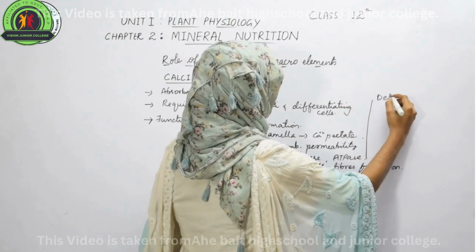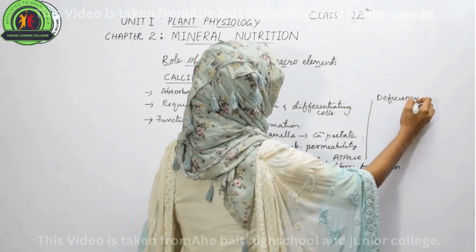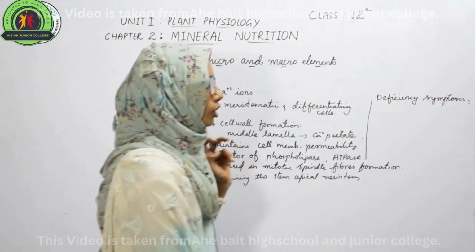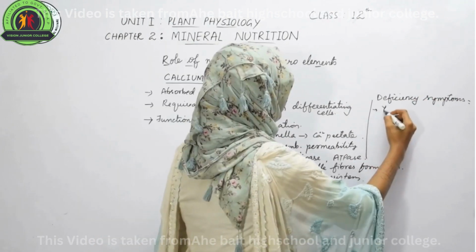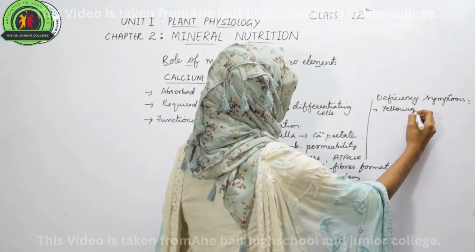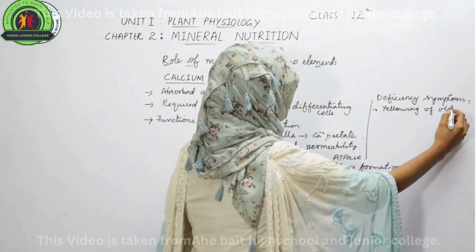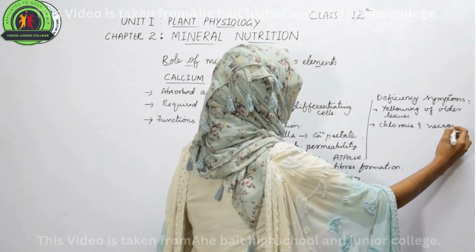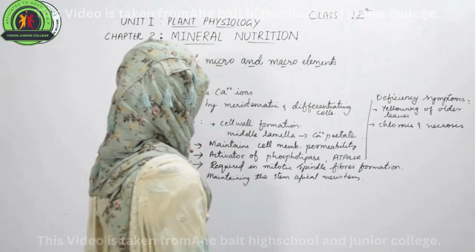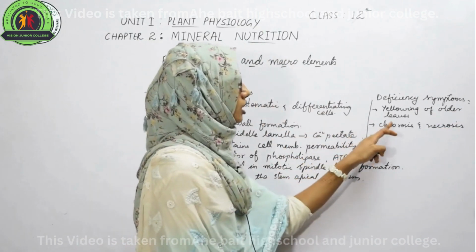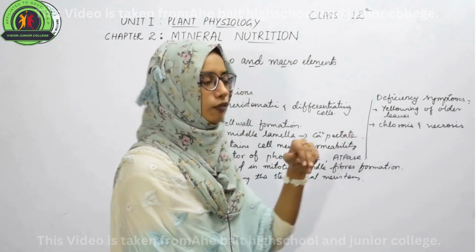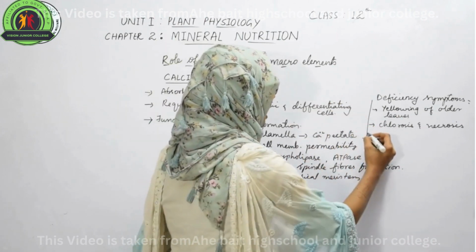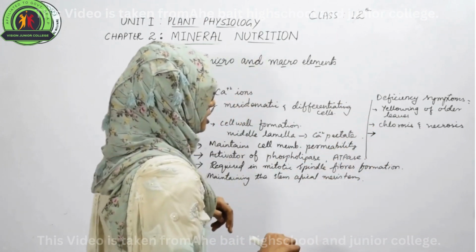Let us talk about the deficiency symptoms of calcium. Due to the deficiency of element calcium, we can see the yellowing of older leaves, chlorosis, and necrosis. That means the yellowing of older leaves can be seen, and necrosis, the death of tissue, can take place due to the absence of calcium ions.